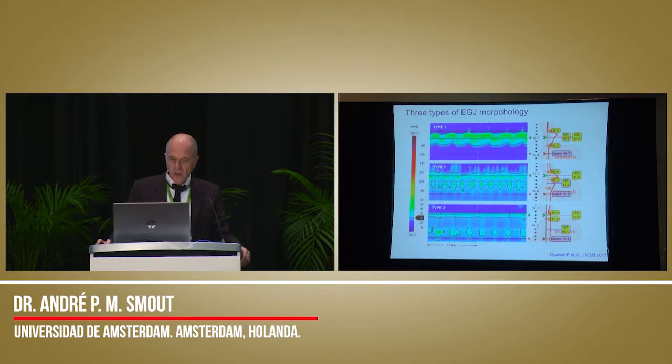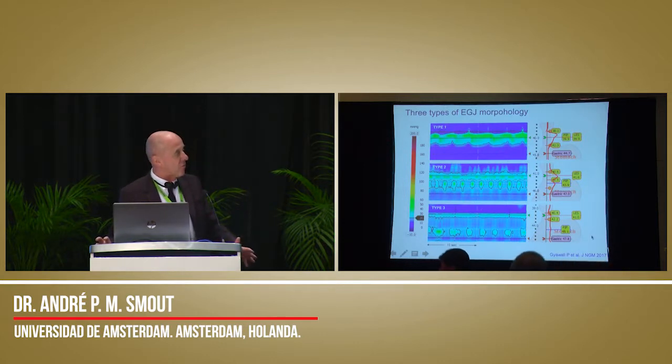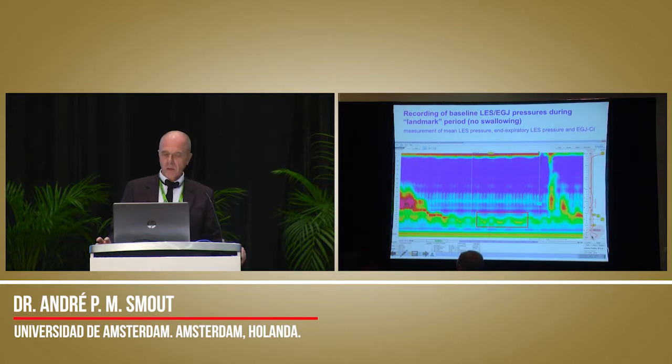What I did not yet mention is that you can see hiatus hernia as a double high pressure zone. Here is the LES, and here is the diaphragm. And one has recommended that you'd call it type 3 if there is a hiatus hernia larger than 3 centimeters. We are not so very fond of that. We just say we see a hiatus hernia of 2 or 4 or whatever centimeters.